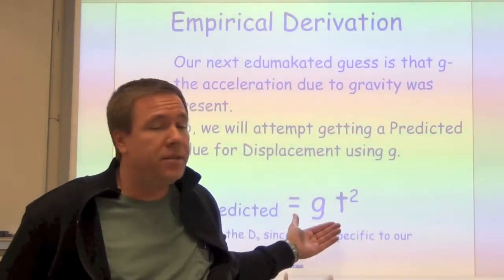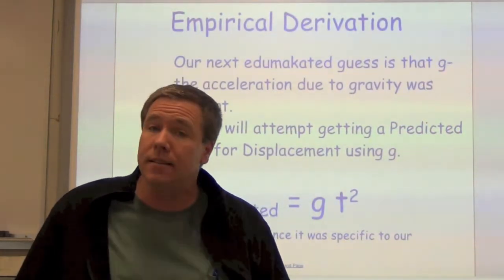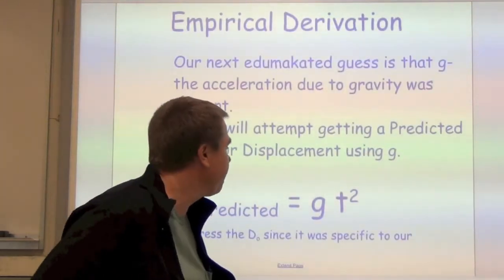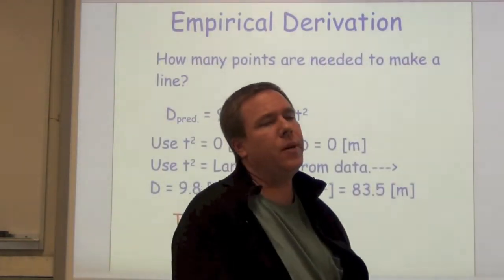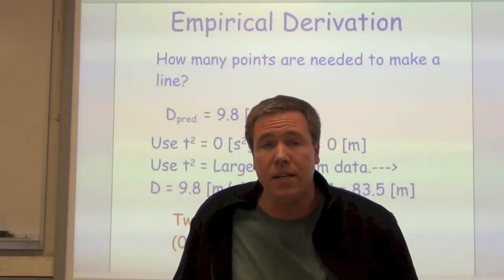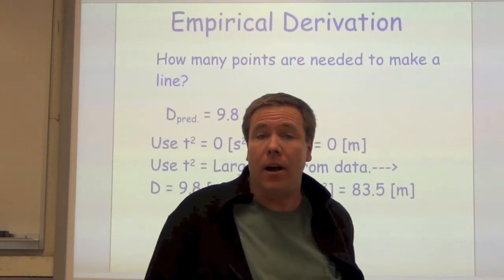We want to produce this equation and publish it to the world, allowing anybody to predict displacement when they know a particular time or vice versa. So that's our new equation. D predicted is equal to g times t squared. Good or bad, we don't know yet, so let's find out.